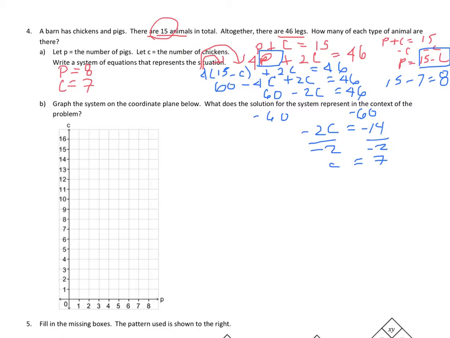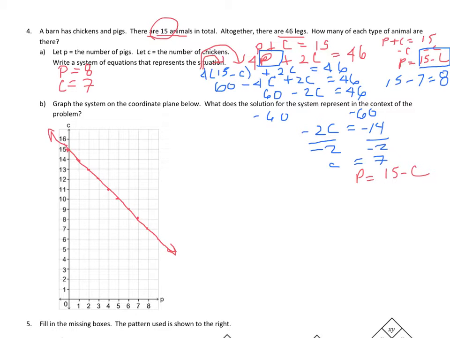Well, I knew that p equals 15 minus c. So that means I start at 15 and I go down 1 over 1 because my slope is -1. Something like that. This is my first line.